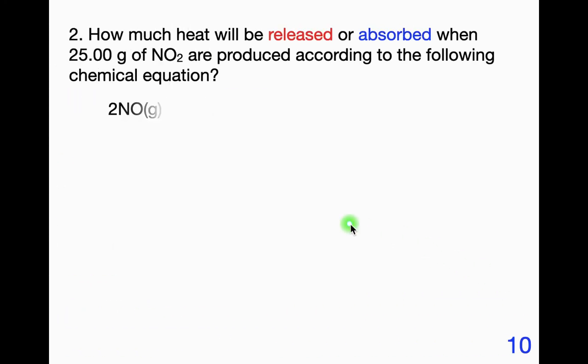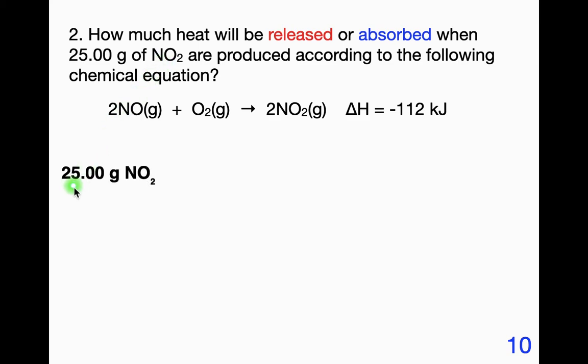All right, let's do one more practice. How much heat will be released or absorbed when 25 grams of nitrogen dioxide are produced according to the following equation? And so for this reaction, this is the amount of energy that is released. It's negative, so this is exothermic. Okay, so again, always start with the mass that you're given, include the substance. So I have 25 grams of nitrogen dioxide.